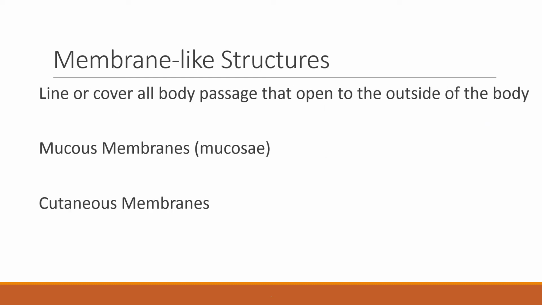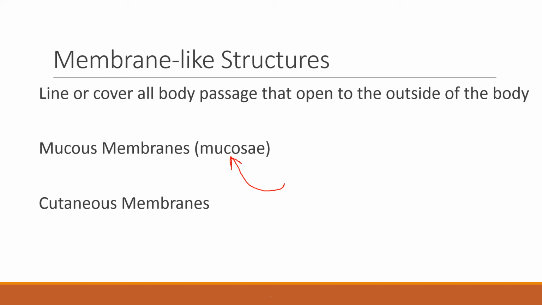Membrane-like structures is the term that we use for membranes that don't structurally fit the description of the true membranes, like the serosal membrane and the synovial membrane. There are two main types of membrane-like structures. You have the mucous membranes, which are also called mucosae, and you have the cutaneous membrane, which is also called the skin.